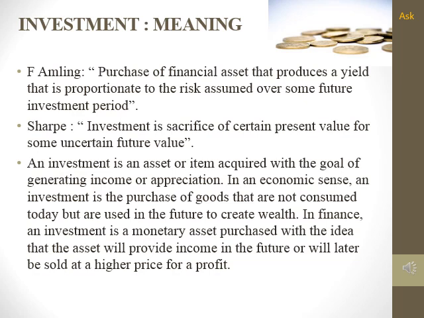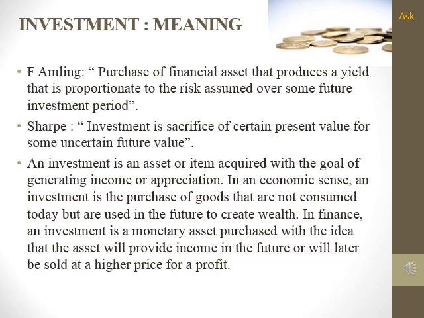According to F. Amling, investment is the purchase of a financial asset that produces a yield that is proportionate to the risk assumed over some future investment period, which means that at present you are purchasing some financial asset. By purchasing that financial asset, you are incurring some risk, and in future, in proportion to the risk which you have assumed, you are getting some return. So that is what you mean by investment according to Amling.